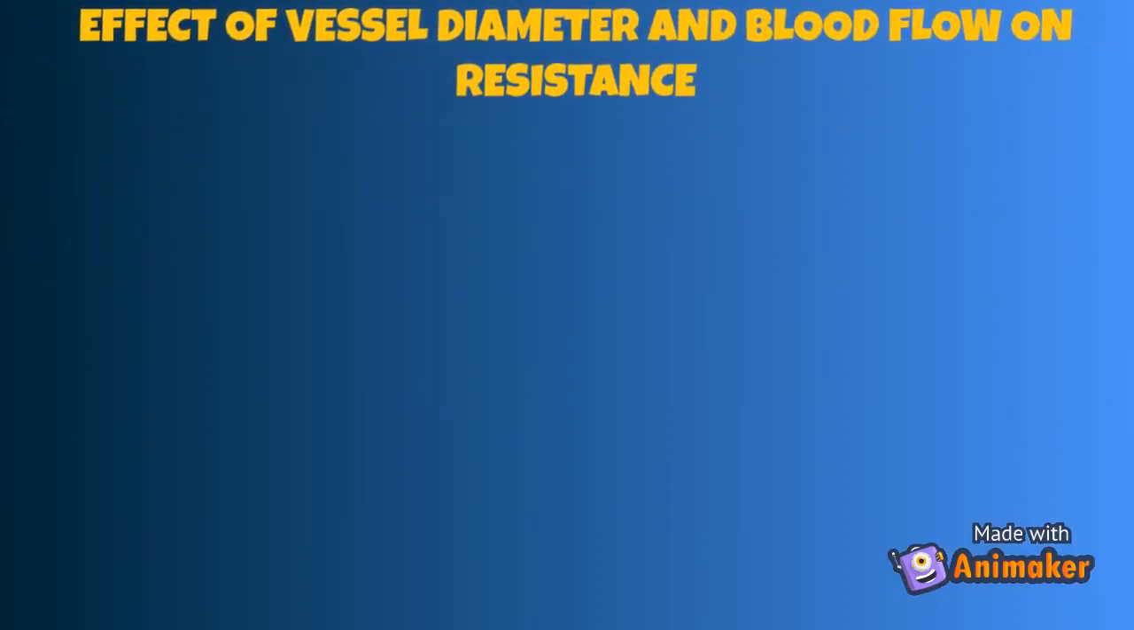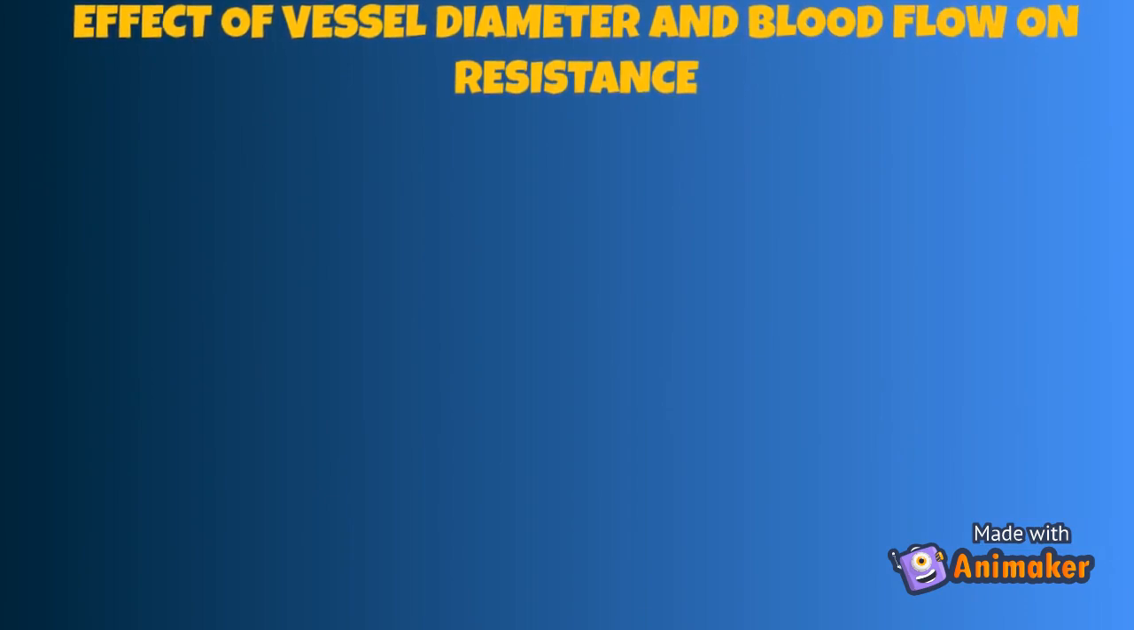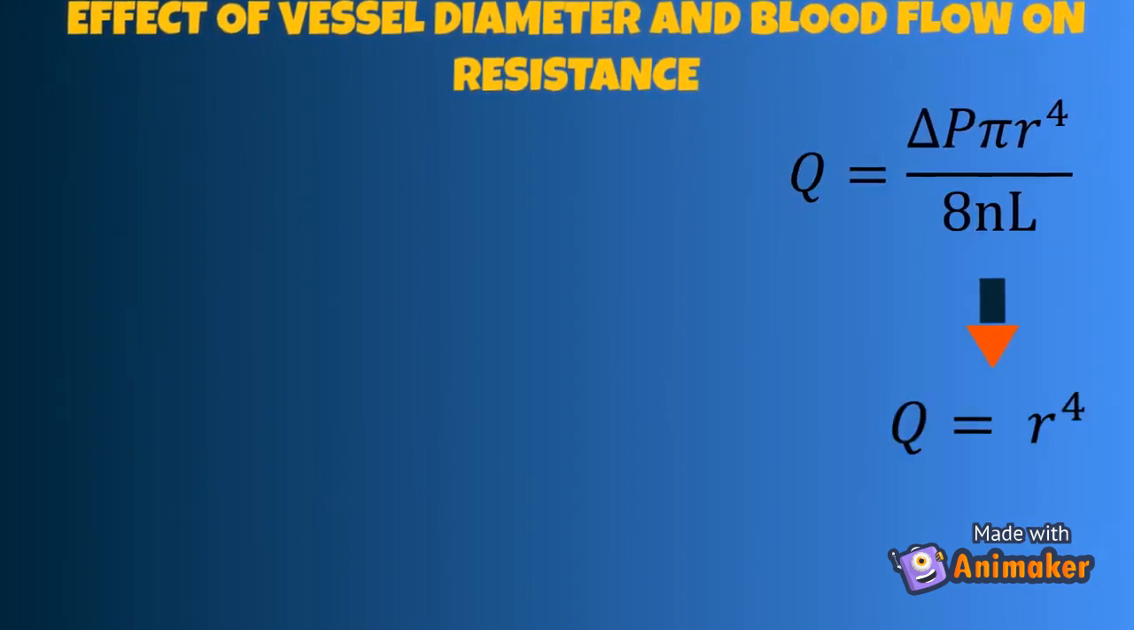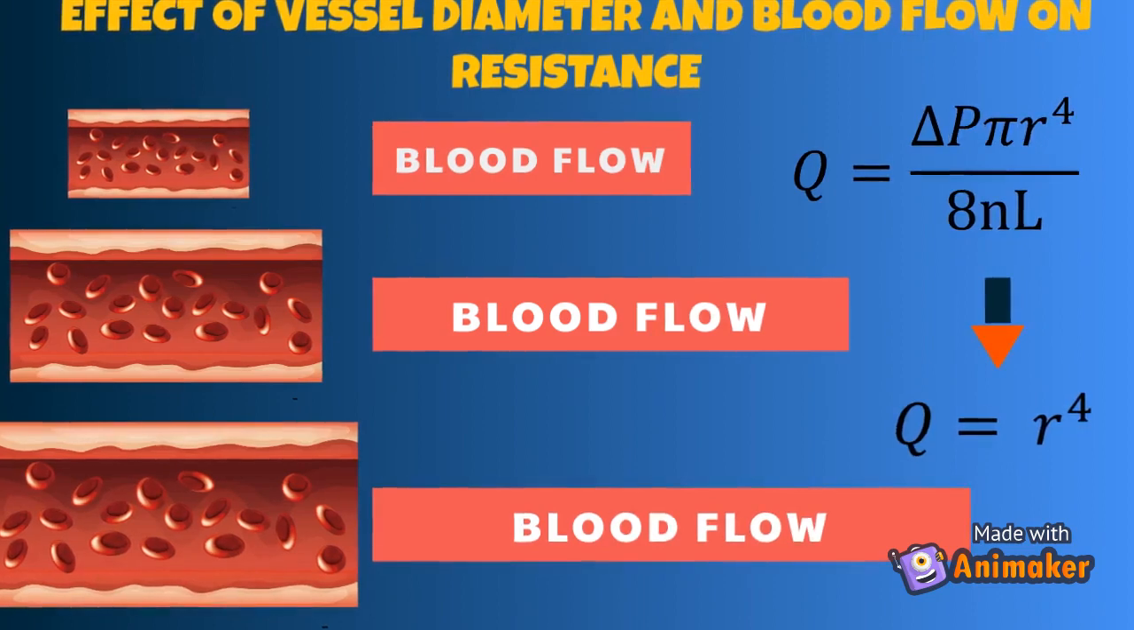The effect of vessel diameter and blood flow on resistance we already mentioned in the flow rate expression. Once you increase the radius, you'll see a dramatic increase in the amount of blood flowing through blood vessels. As the figure shows, the larger the radius, the greater the flow rate.